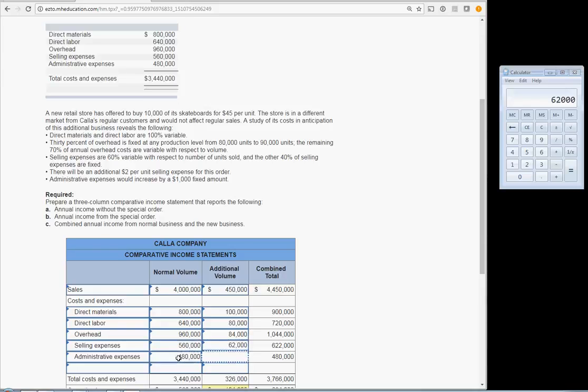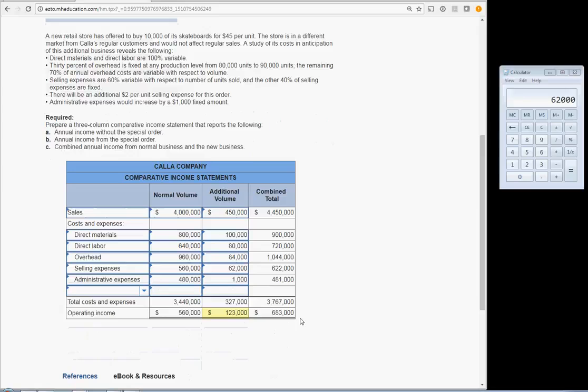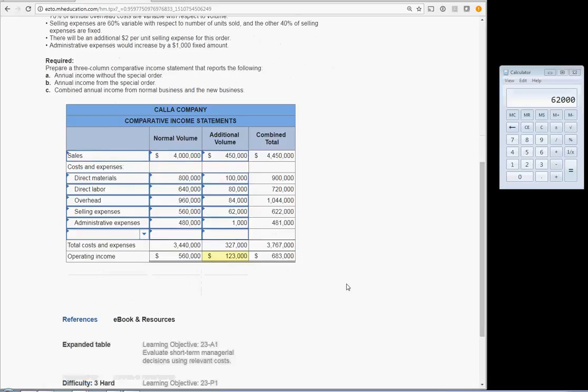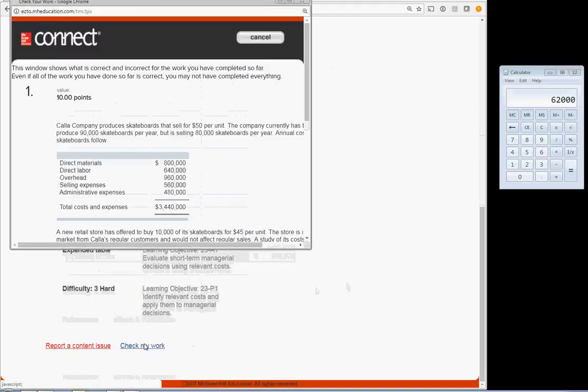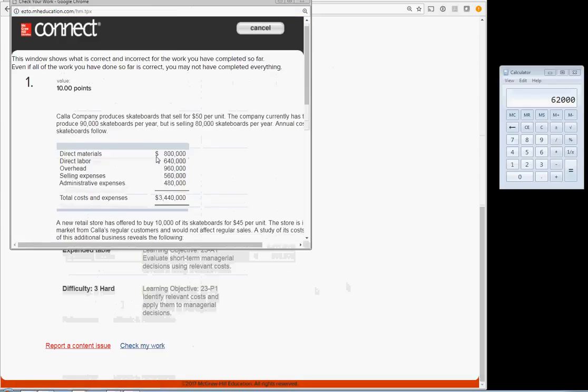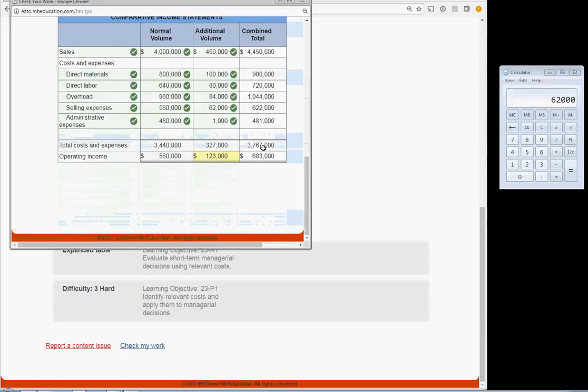The administrative piece is probably the easiest. Administrative is all fixed. However, there's going to be an additional $1,000 fixed amount for the incremental piece. So we just put in the 1,000 there. And once we do that, we see that this additional volume is going to make us $123,000. The combined total will be $683,000. I'm going to go ahead and hit check my work and see how that looks. And it is saying that the answer is complete and correct. I feel good about it.